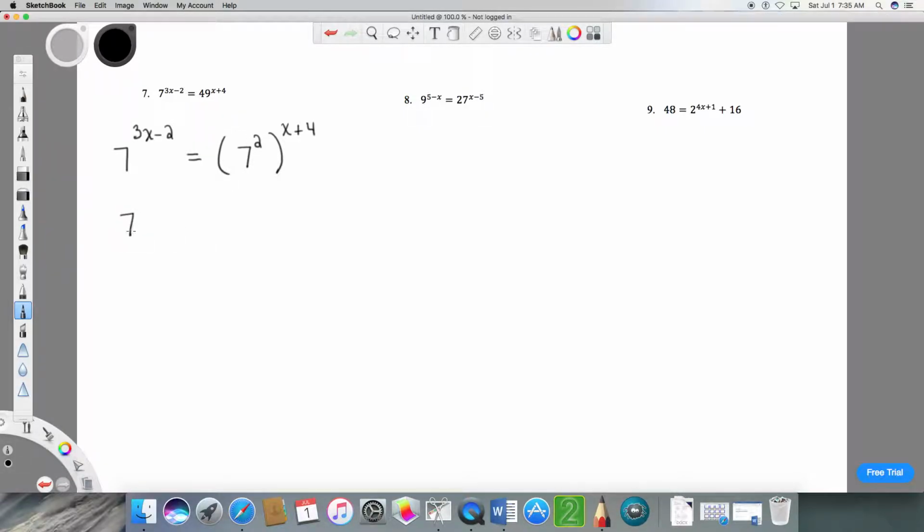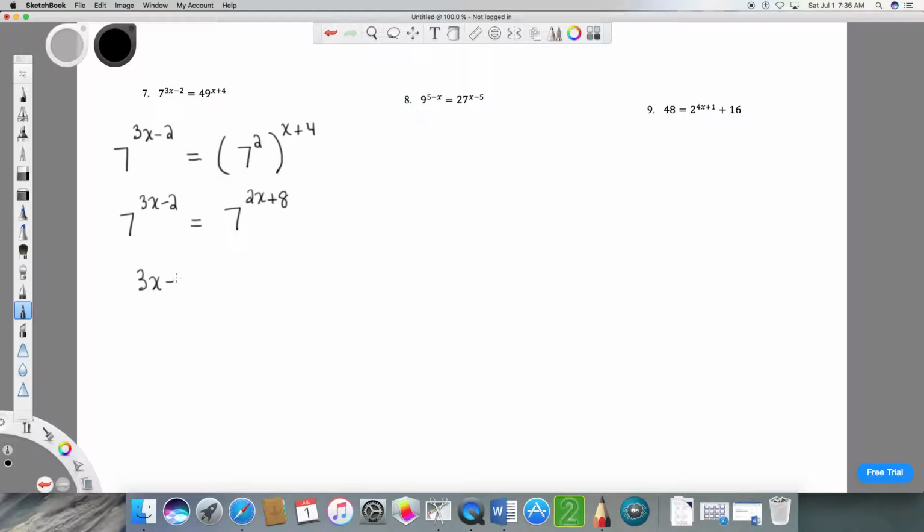So I have to use the properties of exponents and recognize that when I have a power raised to a power, I multiply these exponents. So now this base of 7 on the right-hand side has an exponent that's 2x plus 8. When I multiply that binomial, I have to use the distributive property. Since these exponential functions are one-to-one, if the bases are the same, the exponents must be the same.